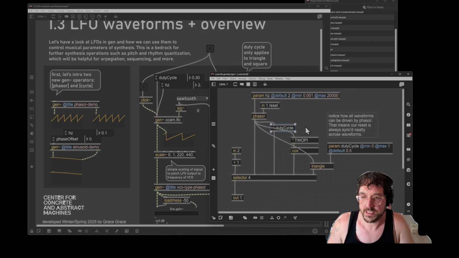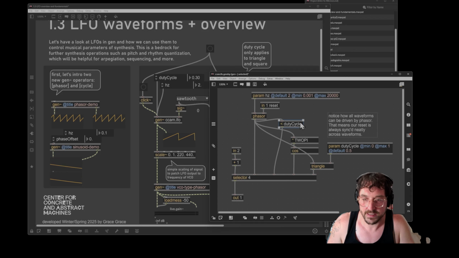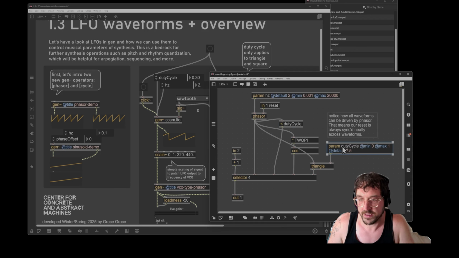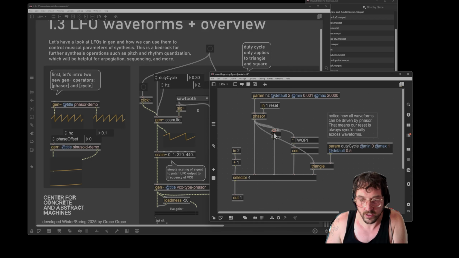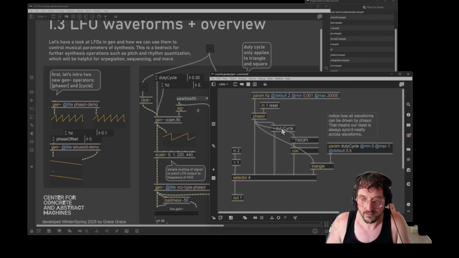The last thing that I want to say about this is this is also kind of gen particular, is that if we have a parameter here like this, and we give it a name called duty cycle, I can plug that in as the argument for this operator. And effectively, it does the same thing as this functionally, but this looks really nice, right? And I can actually write this code a lot quicker that way.